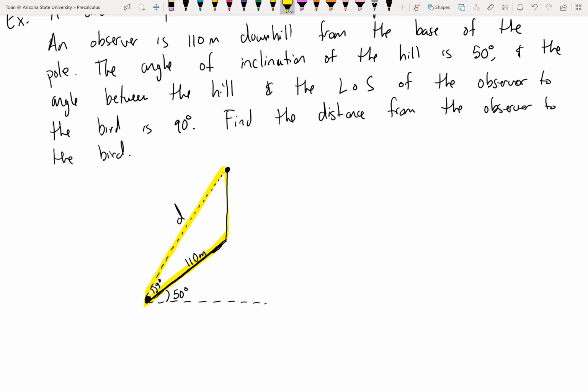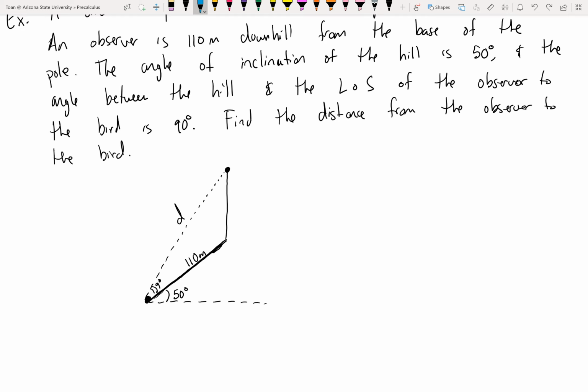Now, it's not a right triangle, so I can't use SOHCAHTOA. The next thing I'm going to ask myself is, do I have an angle opposite side pair? Well, let's look at the information they gave us. They gave us the 9 degrees, and its opposite side is this one, which I don't have. They gave us 110, and its opposite angle is this one here, which I don't have. So SOHCAHTOA and law of sines don't work. How do I do this?